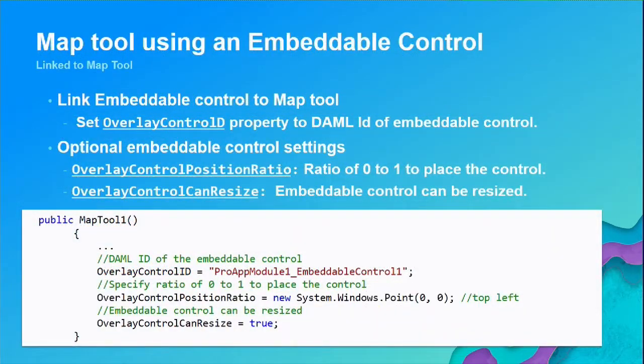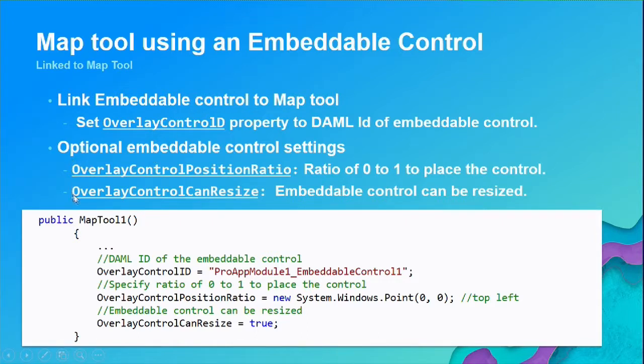So the first step was we defined the embeddable control in DAML. Now we're going to link our embeddable control to our map tool. So I do that by setting the overlay control ID property of the map tool to the DAML ID of the embeddable control, the one that I just showed you in the previous slide.